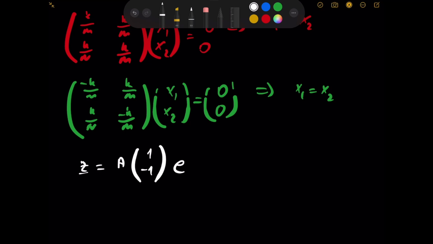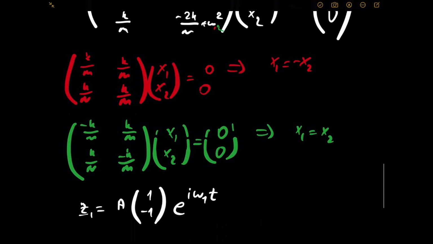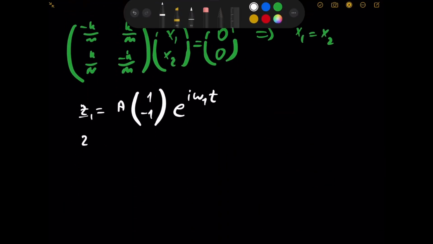This first one could be z1 equals a times something e to the i omega 1 t. And what is omega 1? It is right here, the square root of 3k over m. And we also found another one for z2, which has another constant and the same type of displacement. And notice that here, a and b could be complex.